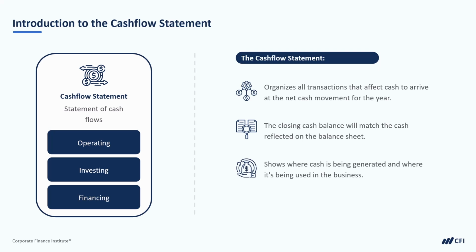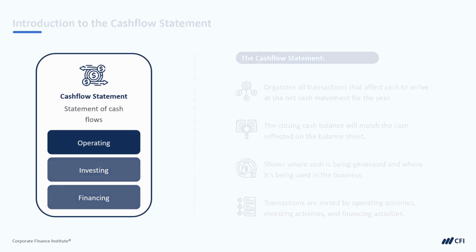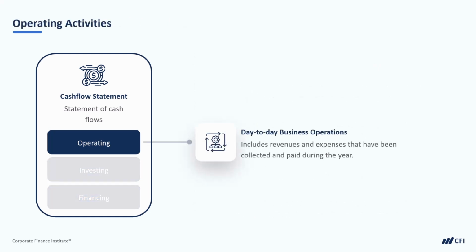The importance of the statement of cash flows is an understanding of where cash is being generated, but also where it's being used in the business. Now, cash transactions on the cash flow statement are sorted by activity type. Specifically, they're sorted by operating activities, investing activities, and financing activities. So let's start with operating activities. Operating activities relate to the day-to-day business operations, essentially the revenues and expenses that have been collected and paid during the year.